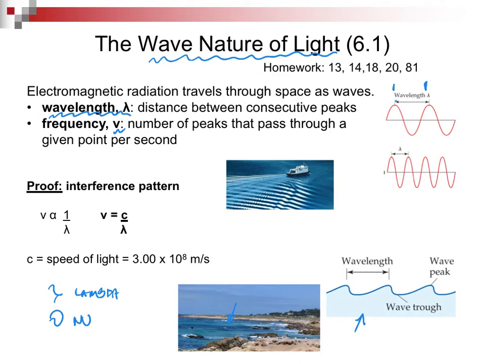The proof that this happens are the interference patterns, and here you can see some made by a boat on a lake. What was observed is that frequency is inversely proportional to wavelength. So what they did is they replaced the proportionality with a constant and an equal sign. And the constant, C, is the speed of light.